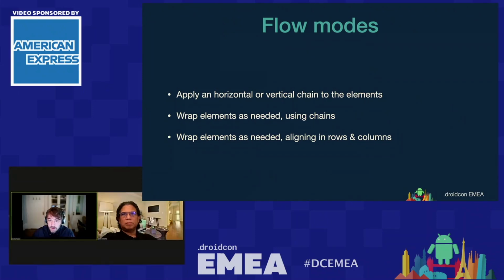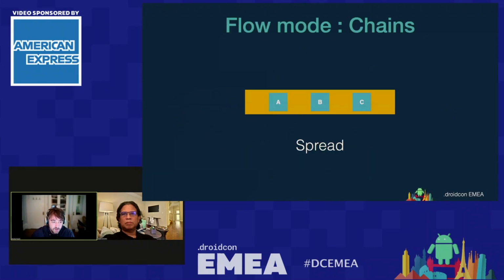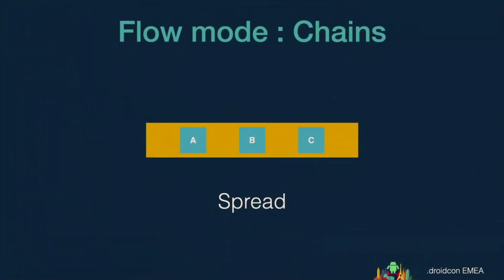All right. So here's a quick example. The first mode is you're using a chain. Sorry about that. So you can basically have chains. You have the normal chains where we can spread the elements around like that. You can also have spread inside. Again, those are the normal modes that you have in chains in ConstraintLayout. You can also pack the elements like if they behave like a group.